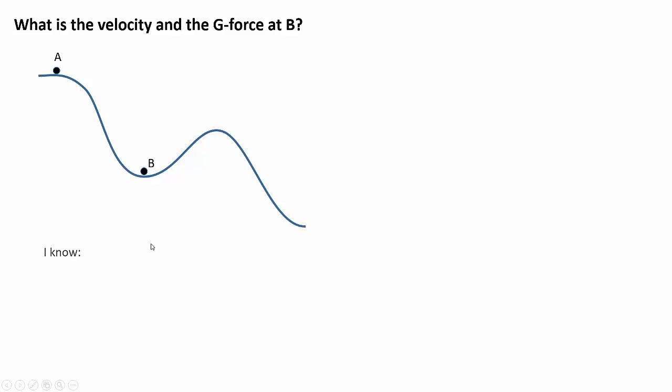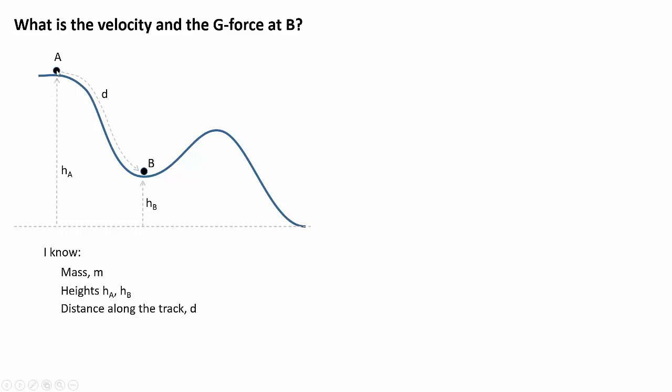Now, we know some stuff. So let's see, what do we know? We know the mass of the ball bearing. You know that because you've measured it on the scale. You know the height at point A, and you know the height at point B. You know that because you measured those as well. You know the distance along the track, d. You know gravity. Gravity at Westmac is, I think we looked it up, 9.79 meters per second squared.